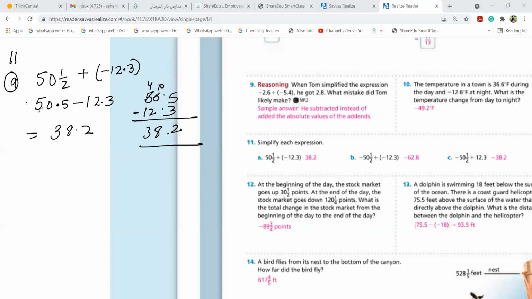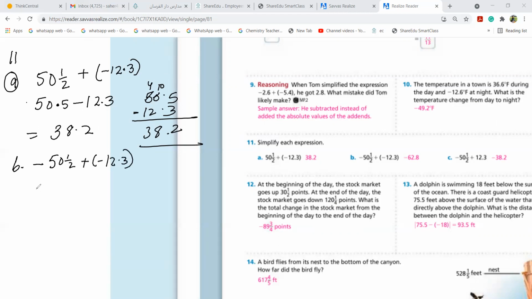Sign of the bigger number. The bigger number is 50. And what is before 50? If there is nothing, that means it is positive. I don't have to put a positive sign. Any questions? No.